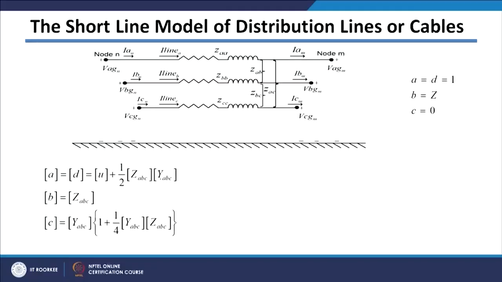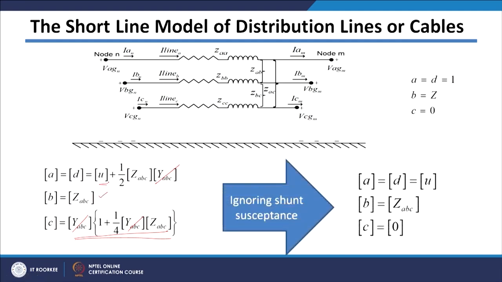In case of the short line, we have seen that the admittance we generally neglect. If we neglect the admittance, this entry and this entry here will be 0. So C will become 0, A and D will be just the U matrix, and B will be ZABC. So for the short line model, the A and D parameters are U, the B parameter is ZABC, and the C parameter is 0.